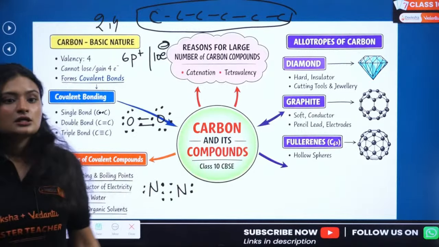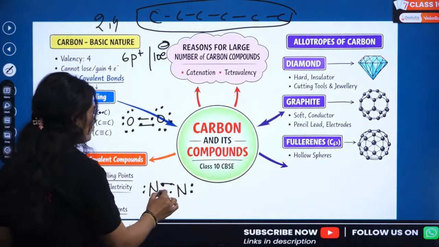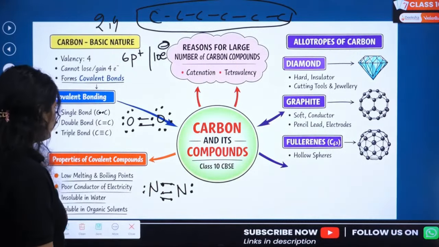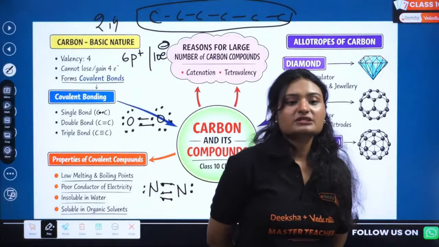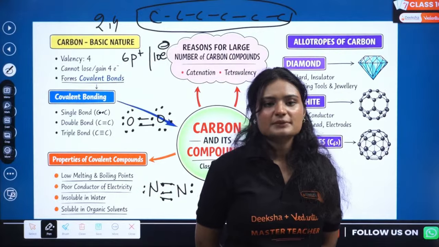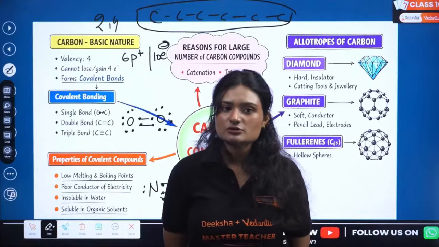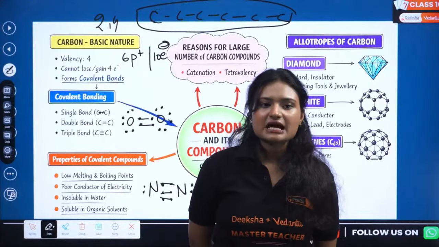Or they can share these 3 electrons and form a triple covalent bond. Okay, clear? Now, what are the properties of covalent compounds? They have low melting and boiling points. Why? Because the bond is formed by sharing of electrons, not transfer. Only sharing is happening, right?